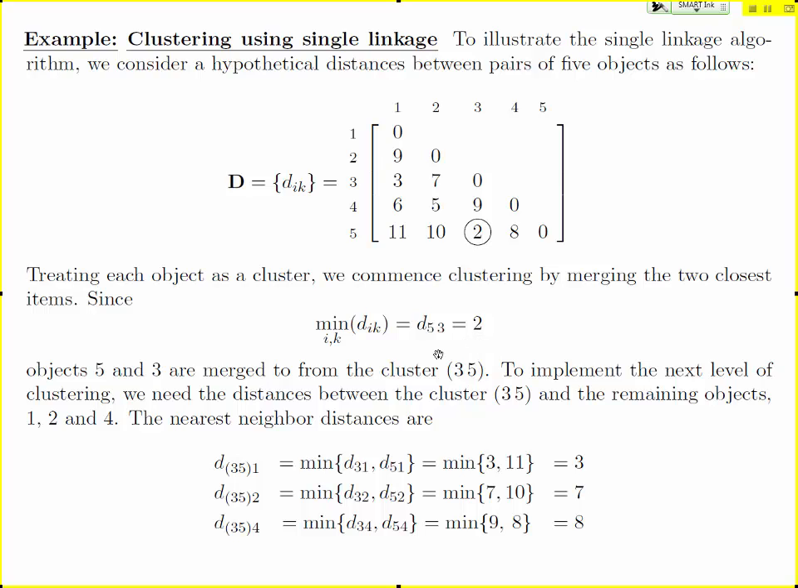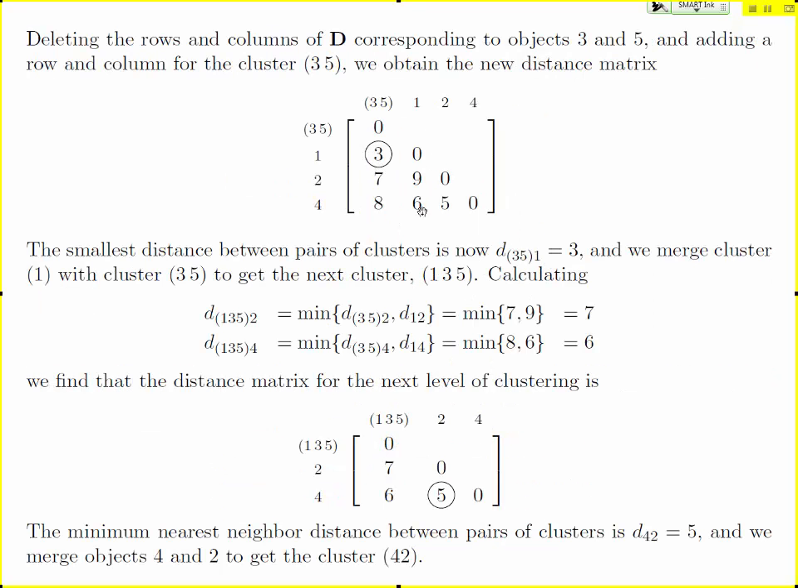So we would merge those 2 objects, 3 and 5. 3, 5 is now a cluster. And now we have to update the distance matrix because it's not 5 items anymore. It's 3 individual items and one cluster of 2. So in that matrix, we're about to compute this matrix right here.